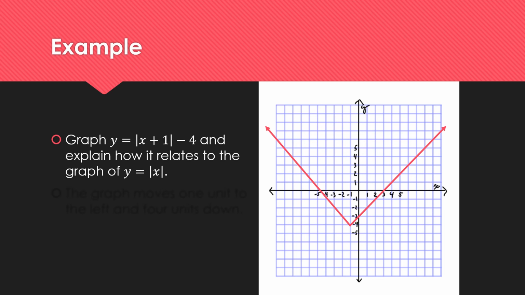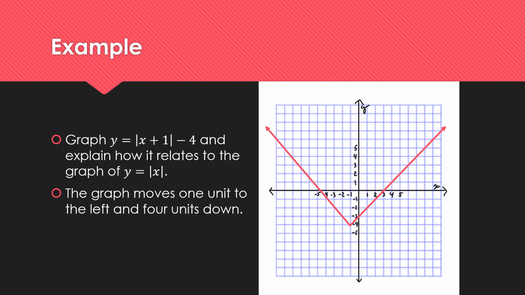Explaining how it relates says that the graph is moving 1 unit to the left and 4 units down. If you're having any trouble with this lesson, please consult your teacher in class.